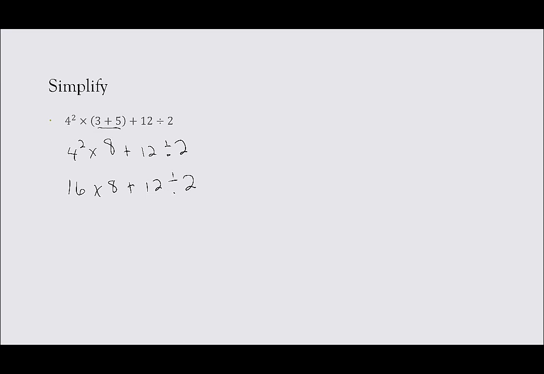Now that we've done parentheses and exponents, we're ready to do multiplication and division from left to right. We'll start with 16 times 8, which gives us 128. And then we say plus 12 divided by 2 is 6. Our last step, 128 plus 6 is 134.